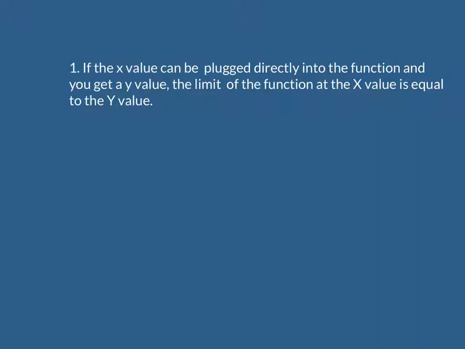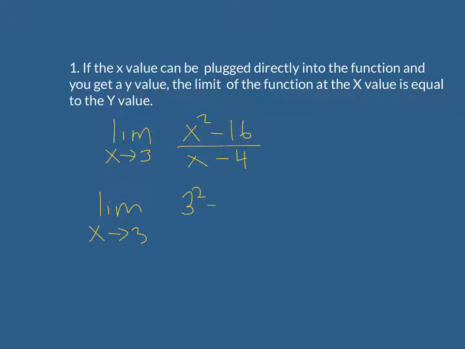If the x value can be plugged directly into the function and you get a y value, the limit of the function at that x value is equal to the y value. So for example, if I had the limit as x approaches 3 of x squared minus 16 over x minus 4. So if I have this function and I can take the 3 and plug it into my function without any restrictions, then this limit as x approaches 3 can be solved by just plugging 3 in for x.